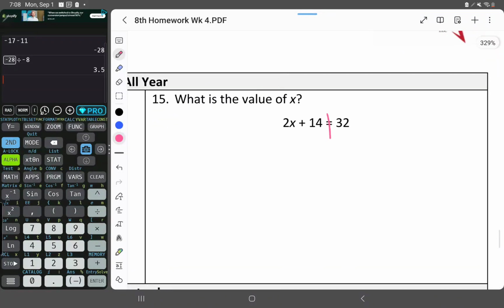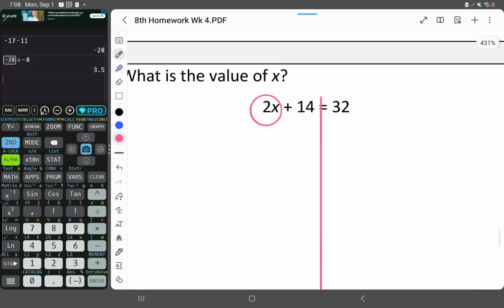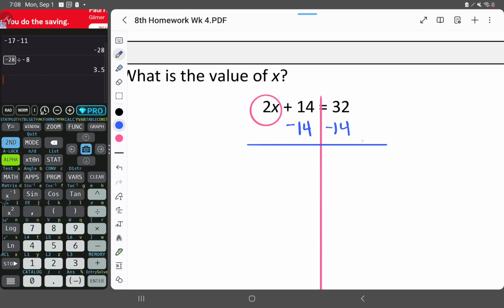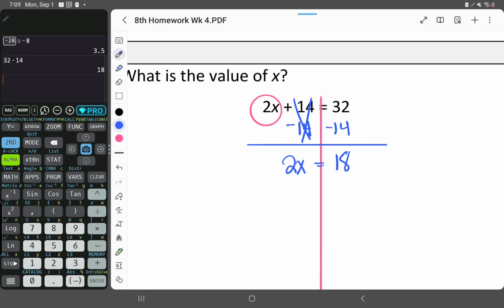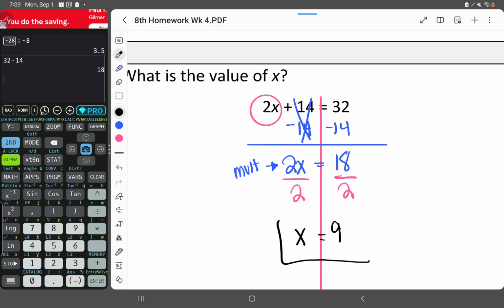Next one, we draw a line through our equal sign. We circle our variable and the coefficient, and then we do the opposite of positive 14. The opposite of positive 14 is negative 14. So in my calculator, I do 32 minus 14, and that gives me 18. Drop down my 2x. What operation is happening between 2 and x? Multiplication. How do we get rid of multiplication? Division, so we divide both sides by 2. 18 divided by 2 is just 9.